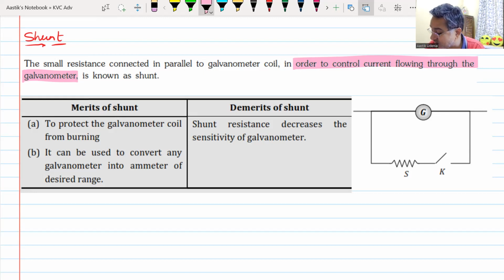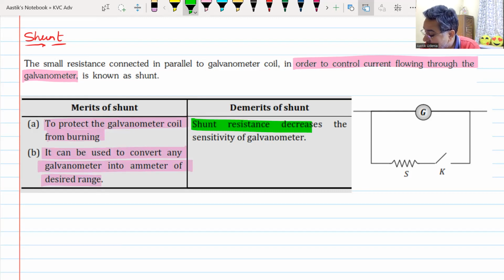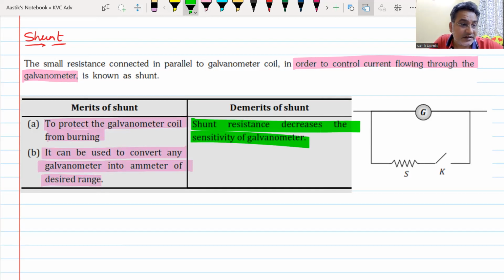What are the merits of the shunt resistance? It protects the galvanometer from burning. It can be used to convert a galvanometer into an ammeter, which we'll be seeing in the next class. What are the demerits? It reduces the sensitivity of the galvanometer. So the galvanometer becomes less sensitive. Do we understand this? Yes, sir. I'll give you 2 minutes to note this down.